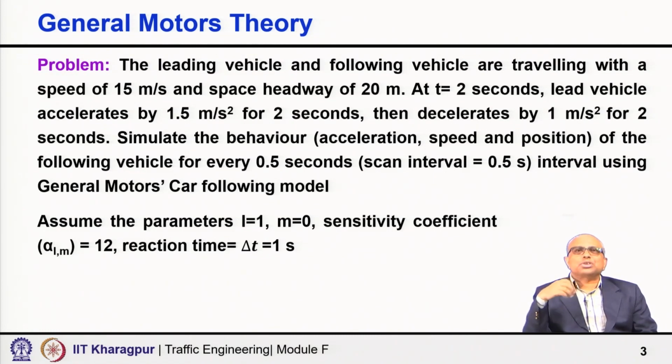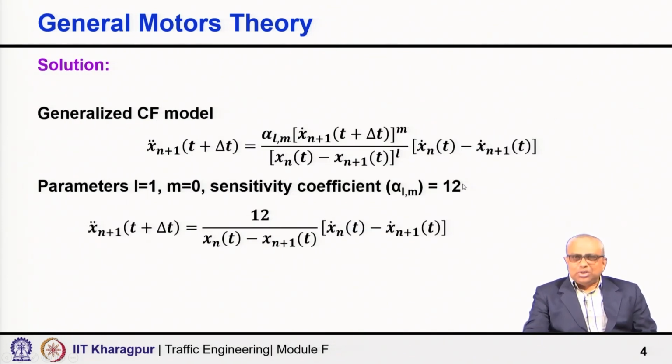Using the General Motors car following model where L is 1, M is 0, you know already what is L, what is M, and the sensitivity coefficient alpha L,m equal to 12, the reaction time is 1 second. So, this is the reaction time, that is 1 second, and we want the update at 0.5 seconds interval, that is the scan interval. So, how to calculate it?